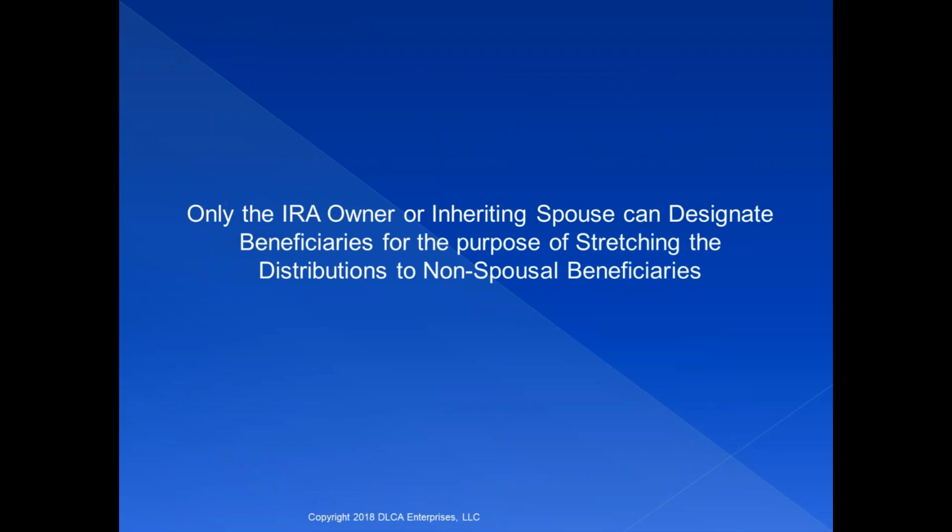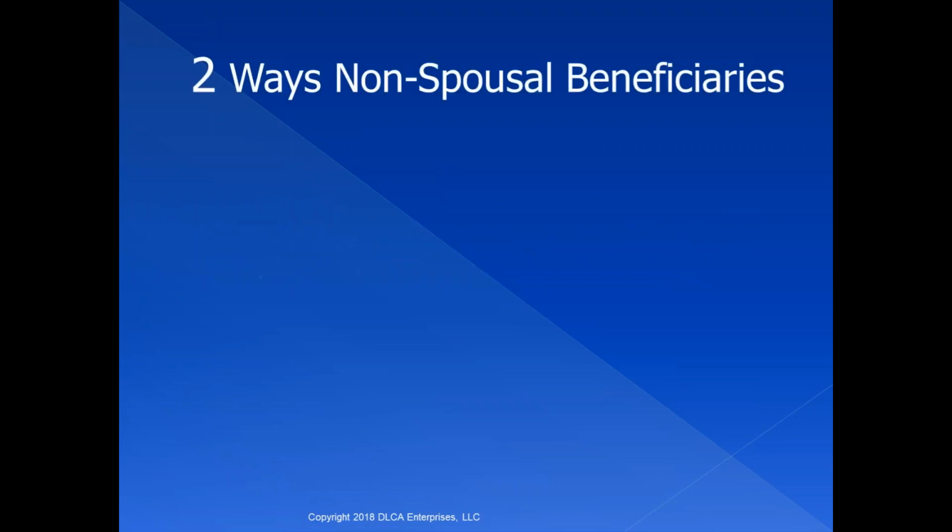Now, I want to point this out. Only the IRA owner or inheriting spouse can designate a beneficiary for the purpose of stretching the distributions for these non-spousal beneficiaries. So this isn't the type of planning that can be done when Archie and Edith are gone. This is a decision they need to make today, and it's all going to be done on that beneficiary form.